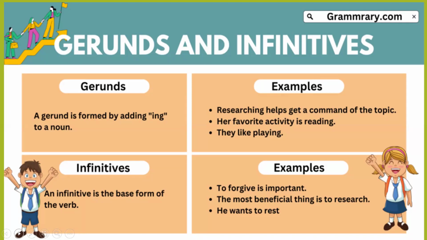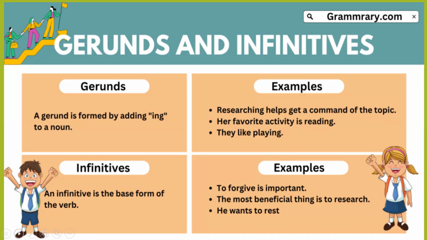Gerunds and infinitives. A gerund is formed by adding ing to a verb, and it becomes a noun. Example: researching helps get a command of the topic. Researching here is a gerund, formed by adding ing to research. Second example: his favorite activity is reading. Reading is a gerund. They like playing. Playing is a gerund.